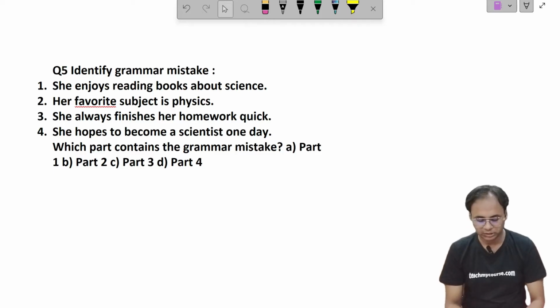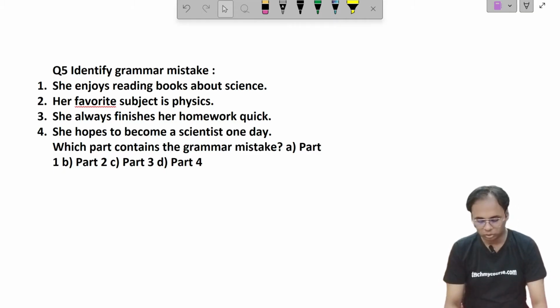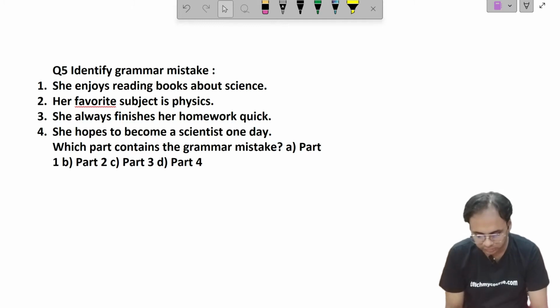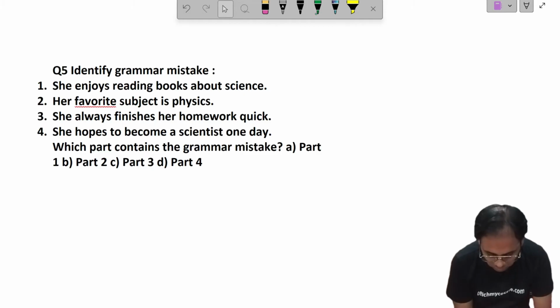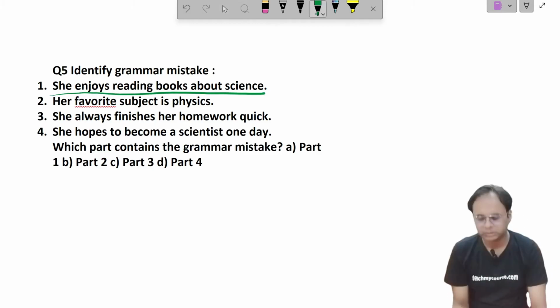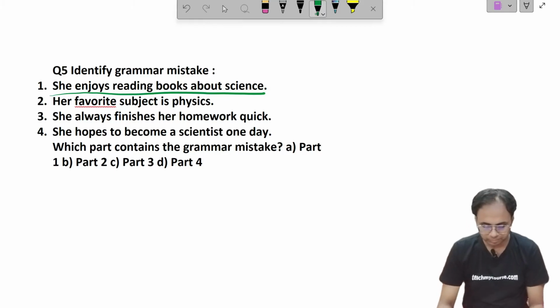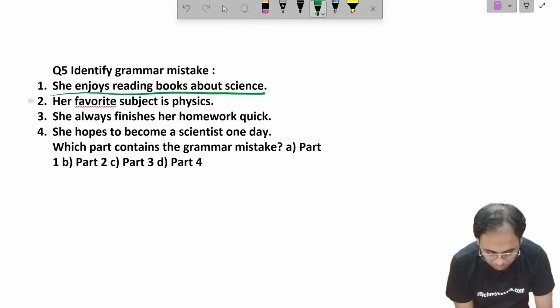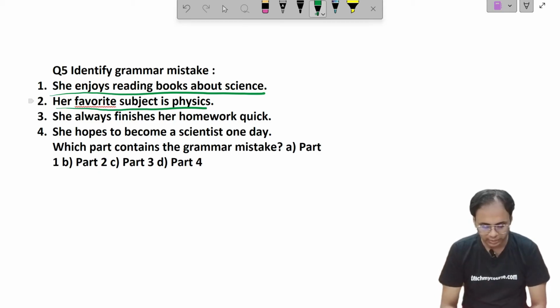So the first is she enjoys reading books about science. Second is her favorite subject is physics. Third is she always finishes her homework quick. And fourth is she hopes to become a scientist one day. If you look at the first sentence, she enjoys reading books about science, this looks perfect. I cannot see any fault in that. Next is her favorite subject is physics. I don't think that there is any fault in that.